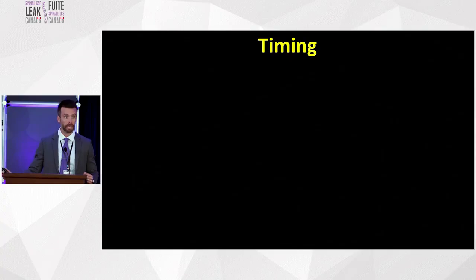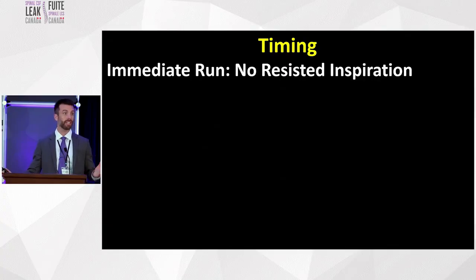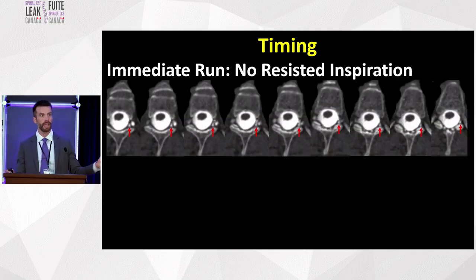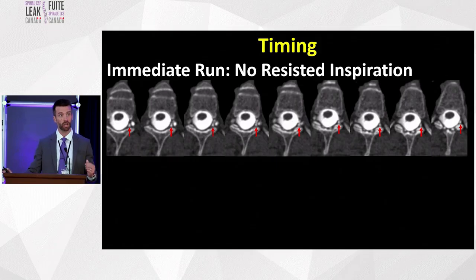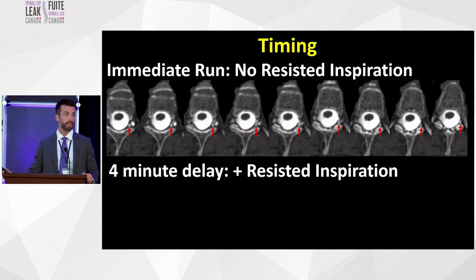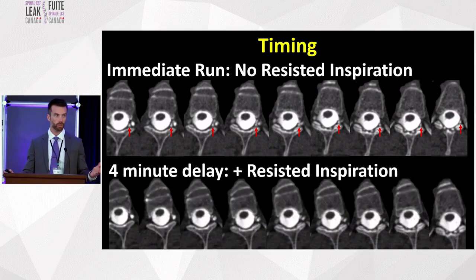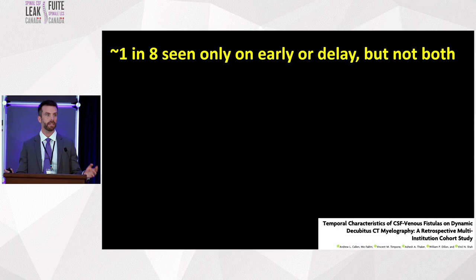So in terms of timing, here's an example patient with an immediate run. The first run after injection, we did no resisted inspiration. And we see these sequential axial images demonstrating this internal epidural venous plexus fistula along the dorsolateral epidural space. And then after a couple minutes, we repeated the exam and had them do resisted inspiration, and there's no fistula there at all. So I think that timing can be important.